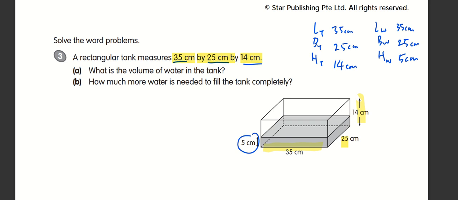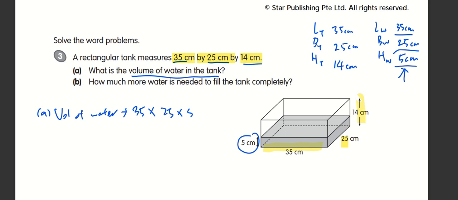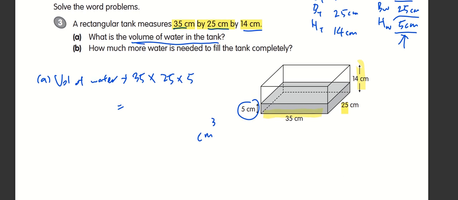So question A, we are looking at the volume of the water in the tank. So we are looking at using this set of measurements, which is here, multiplied together. Length times breadth times height of the water. You get a measurement, and then the volume will be in cubic centimeters. Now, then you have the next part, part B.